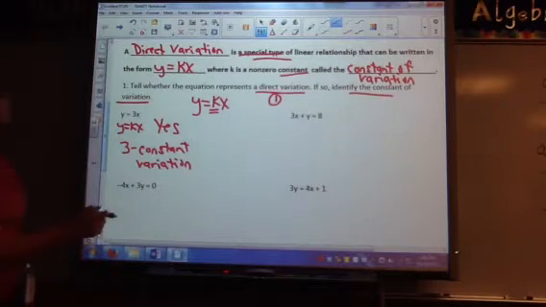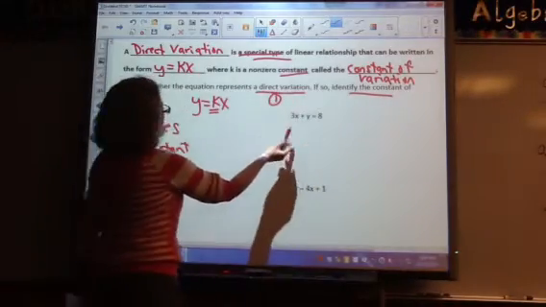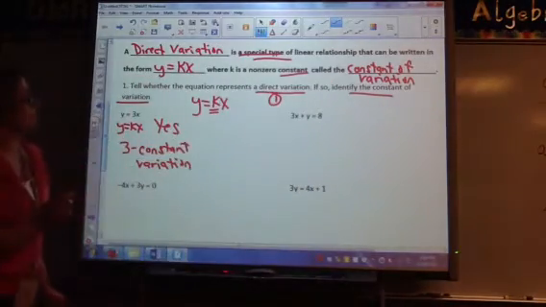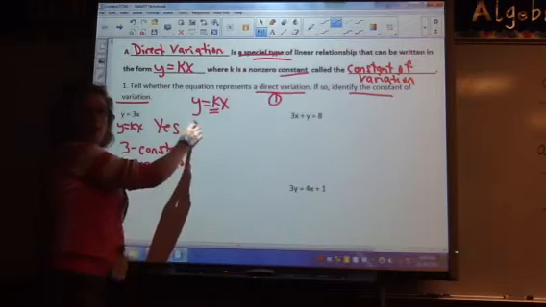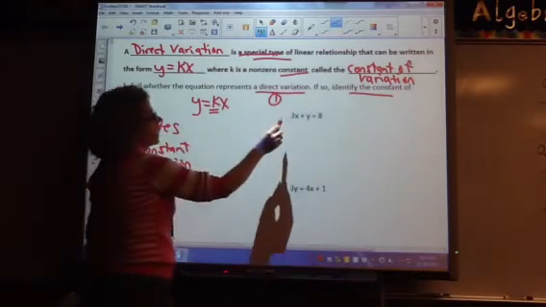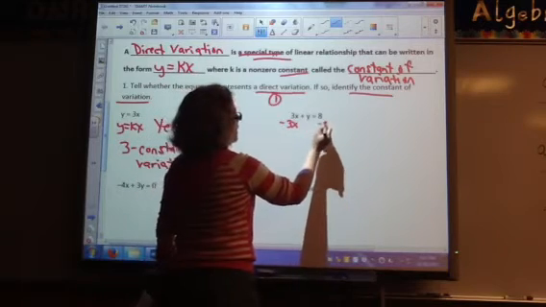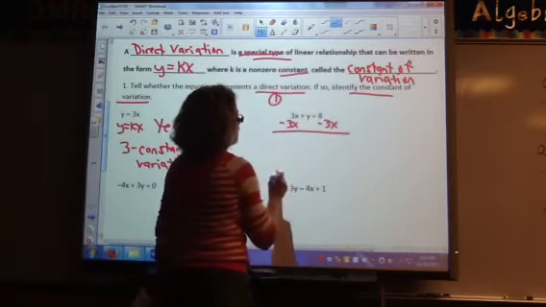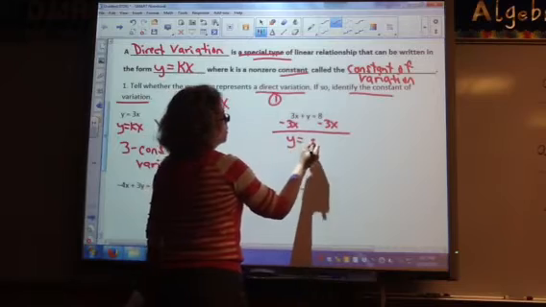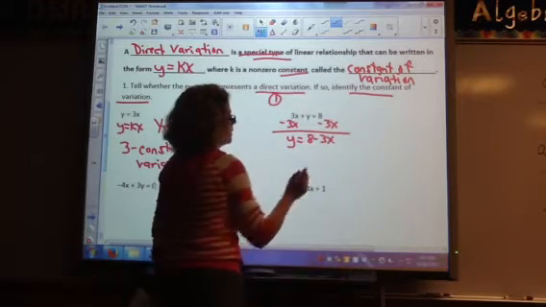Alright, let's look at this one right here. We need to get it in our direct variation form, okay? So if you notice, y is not isolated. We need to isolate our variable y. So to do that, the inverse of a positive 3x is subtract 3x. Okay? So y equals 8 minus 3x.